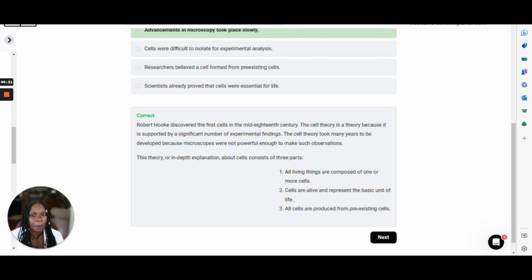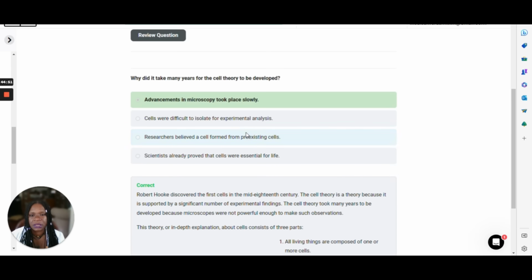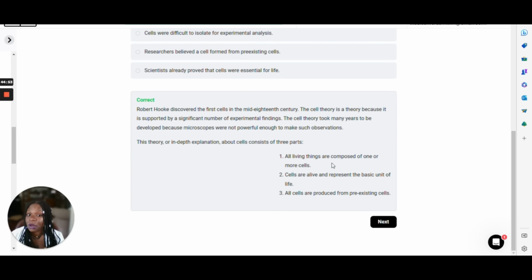Ding, ding, ding. Robert Hooke discovered the first cells in the mid-18th century. The cell theory is a theory because it is supported by a significant number of experimental findings. And the cell theory took many years to be developed because microscopes were not powerful enough to make such observations back then, you guys. It's kind of a no-brainer when you think about the advancements that have been made through science. Back in the day, they just didn't have the tools to see cells. So that's definitely going to be the answer for this one. And we're going to move on to the next one.